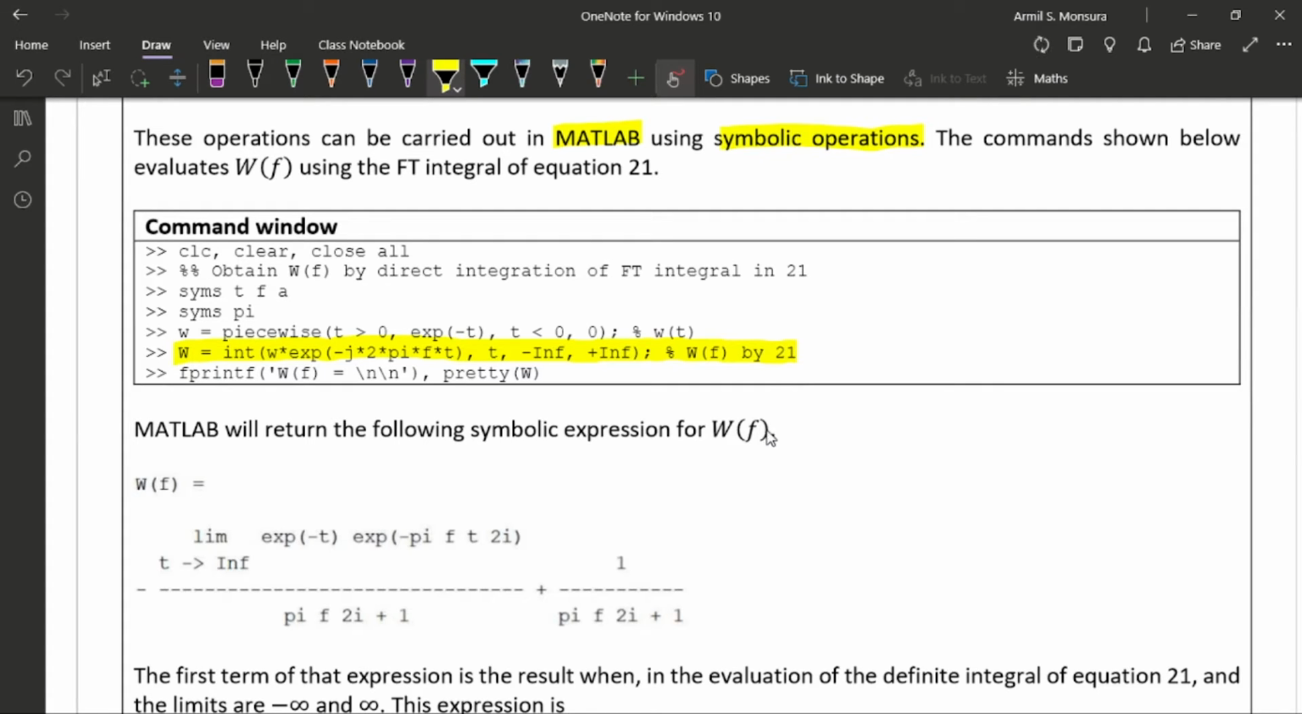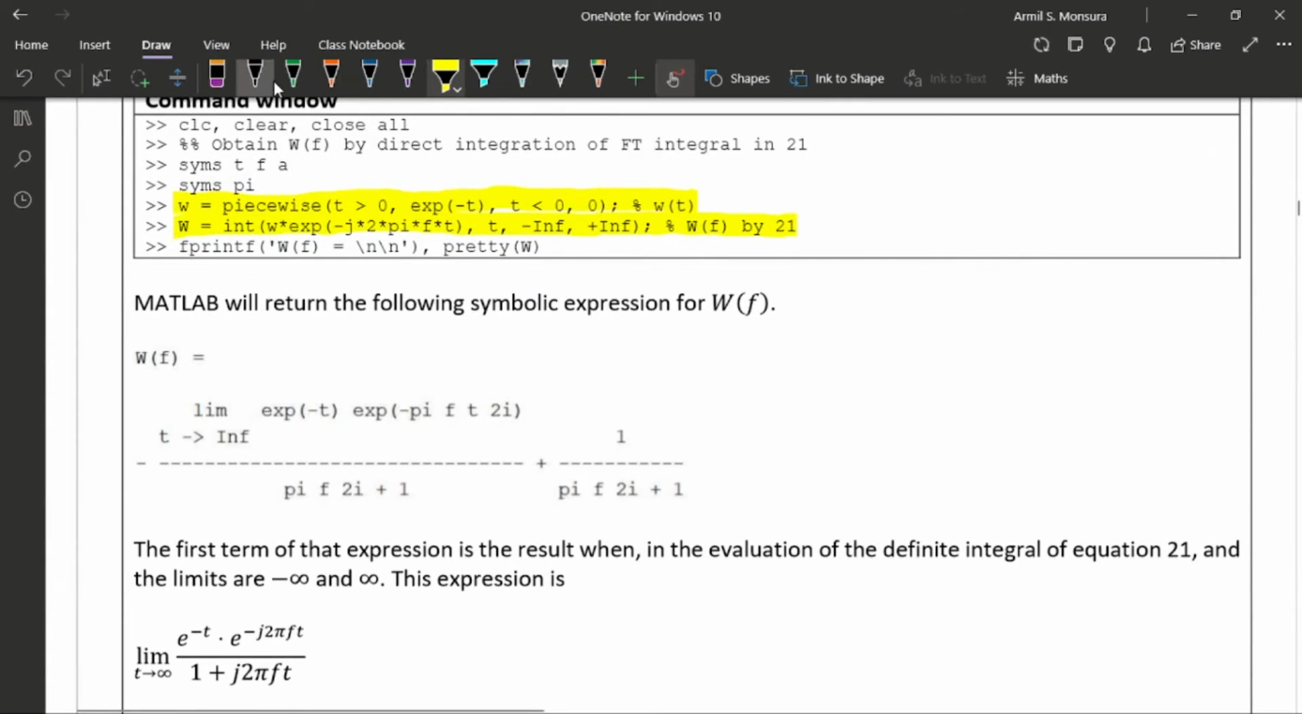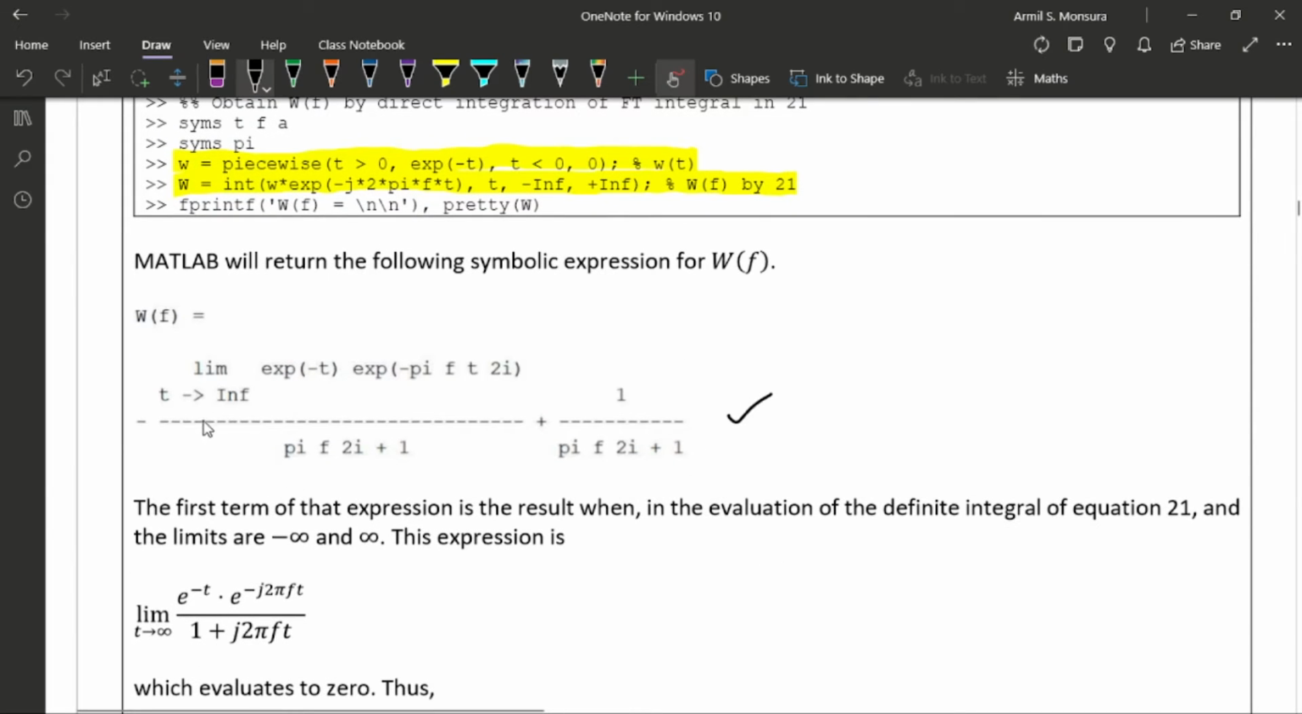And here, we have first defined your waveform using the piecewise function of symbolic MATLAB, which would result in this expression. Now, since we are asked to evaluate the limit of this expression as t approaches infinity, practically, when t approaches infinity, this expression becomes zero.